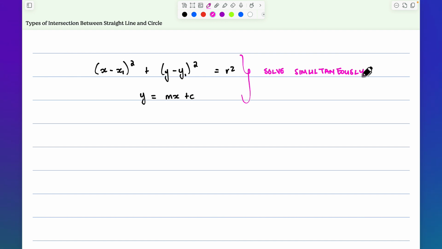How do we solve simultaneously? Usually the easiest way is to take one of these expressions, the easiest one. In this case, maybe we'll take the y expression and substitute it into the other expression, so that we just have an expression with x's only. So, using substitution. Once you do that, you have one expression, and more specifically we end up with a quadratic expression.